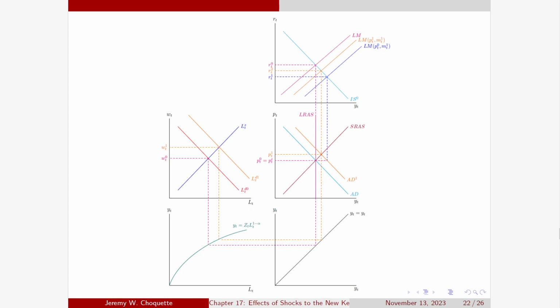So if you're looking at it just in terms of what goes up and what goes down, the only difference that we're seeing between a government spending and a monetary policy shock is the movement in the real interest rate. Government spending, real interest rate goes up. Monetary policy, real interest rate goes down. So which one is preferable? Which one is more effective?